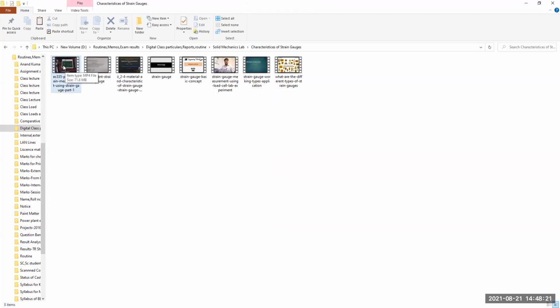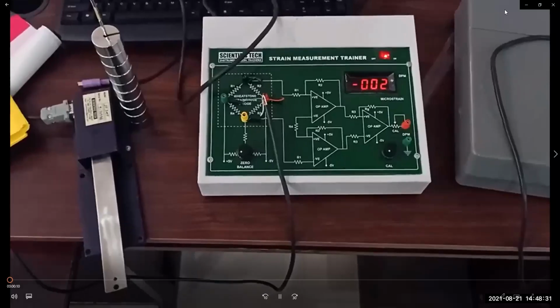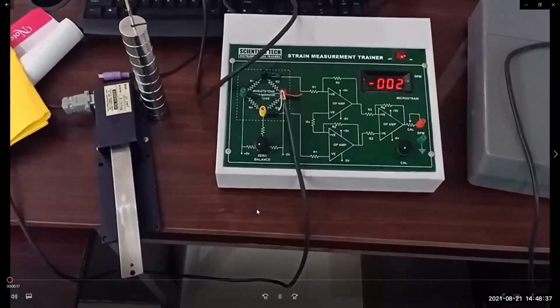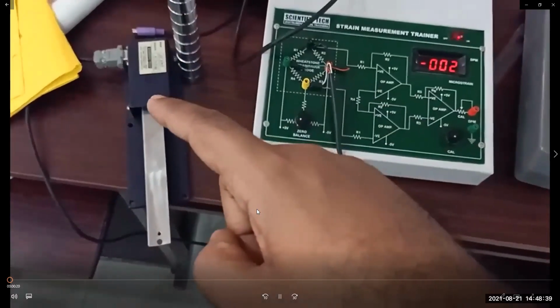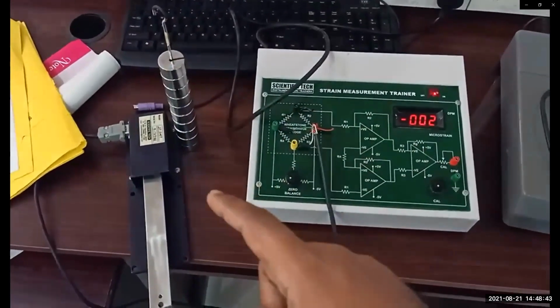Okay, so good morning all. The experiment that we'll be doing today is strain measurement using a strain gauge. This is the instrument that we'll be using to measure strain. First of all, we have to calibrate this instrument such that it gives the correct reading. Here we have a strain gauge. This is the load that we'll apply.